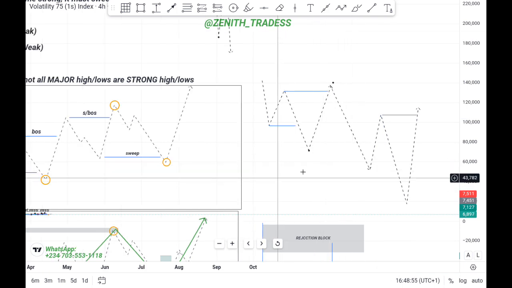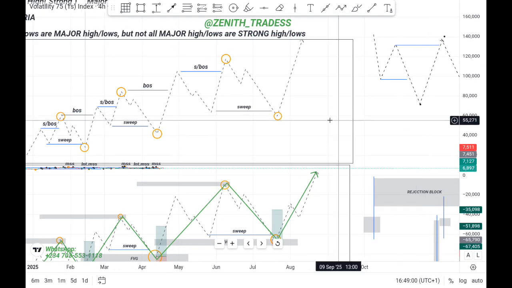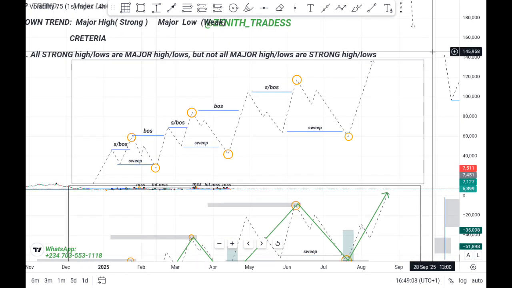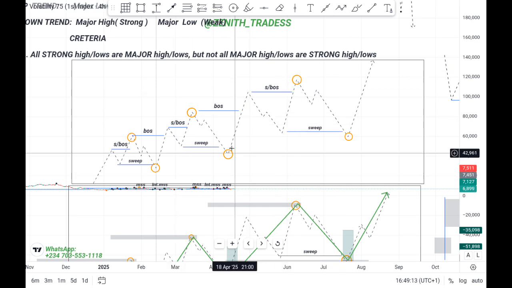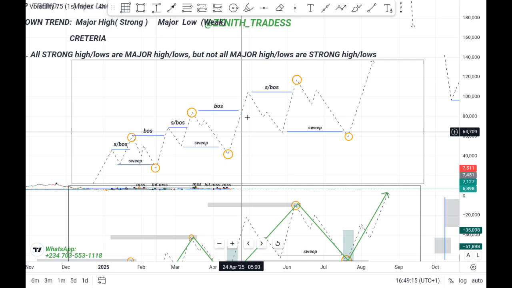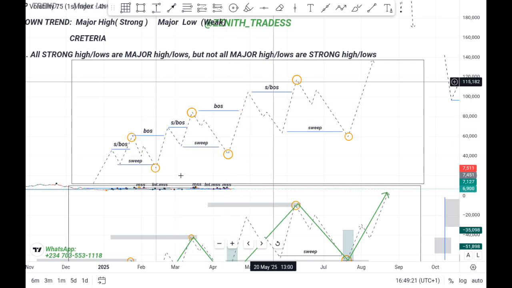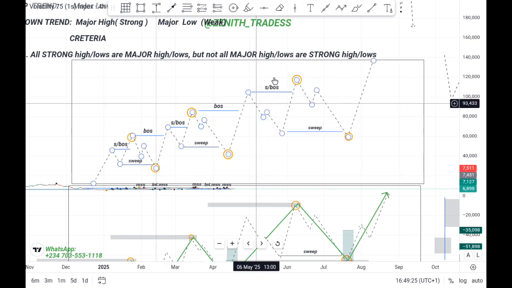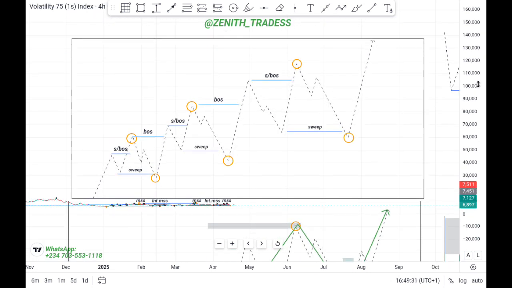So you are expected to trade from your major highs and lows. Do not trade from your minor structure. Your minor structure is there to confuse you. Your minor structures will always lead you to the wrong side of the market. Always mark your major structure and trade from them. And as I said, in an uptrend, your major lows are strong, and your major highs are weak. So expect that all the strong lows will take out all the major highs until the price objective is complete. And what is the price objective I'm talking about?